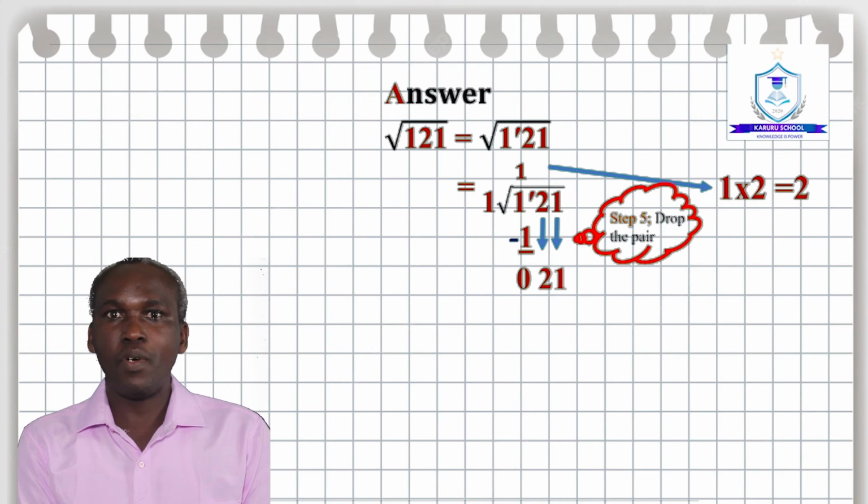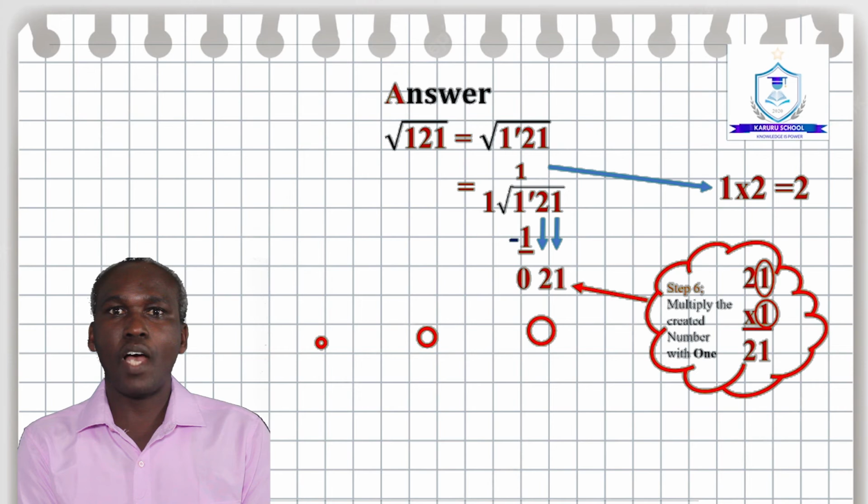Then, from the doubled root component, we will need to create a number such that when we place an additional digit on the ones position and multiply by the same digit, we should get a number equal or less than 21. So, from the look of things, we need to add 1 into ones position and then multiply the generated number, which is 21, by 1 to get 21, and then substitute the number into the expression.